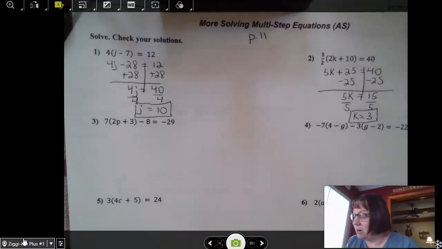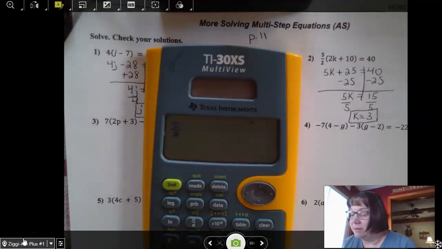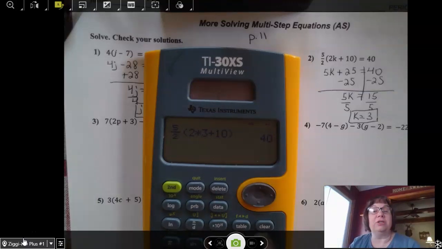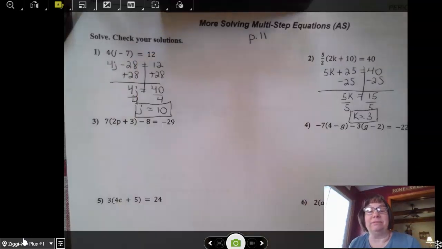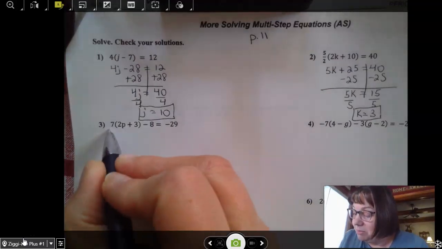So again, let's check our work. We're going to do 5 halves, and then parentheses 2 times 3 plus 10, and we should get 40, and we do. So again, it's just checking your work. Once you've typed it in, I would look back at the calculator to make sure you typed in exactly like it was written.